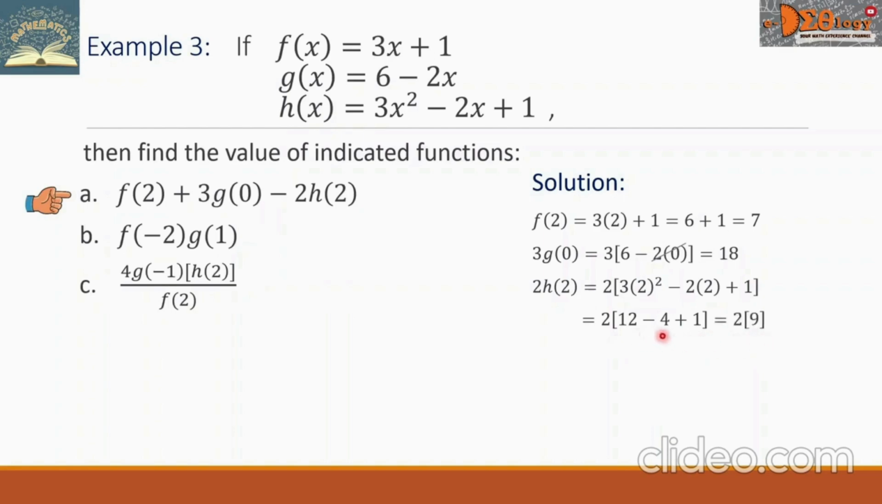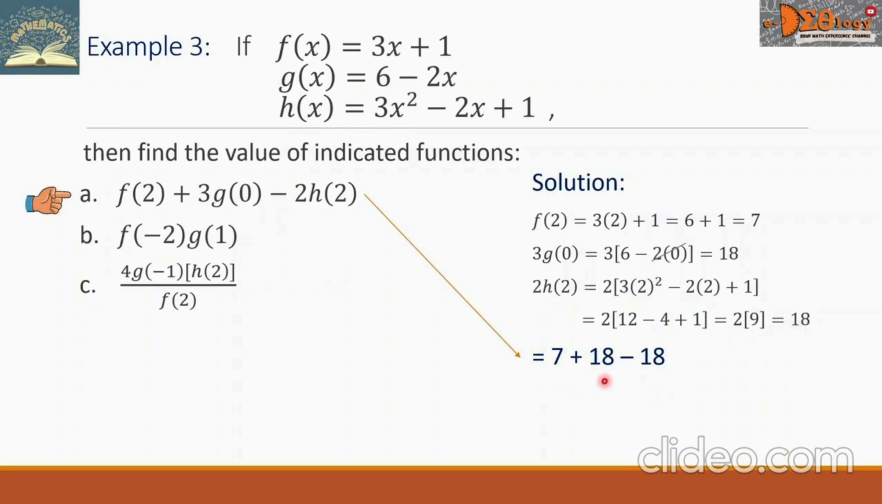That is 12 minus 4 plus 1, and then times 2. So we have 18. We have now the values and we will substitute in here. So f of 2 is 7 plus 3 times g of 0, that is 18, minus 2 times h of 2 is 18.